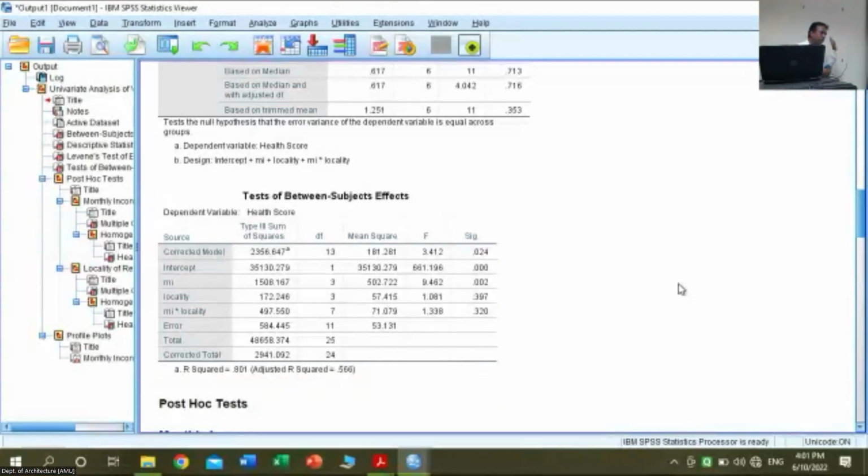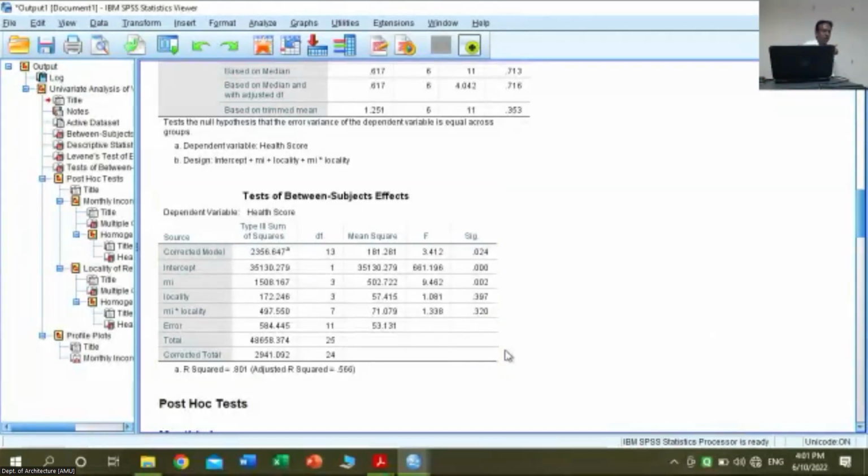We had already seen this above, but when we see the value against the locality, this is 0.397, that means here H naught will be accepted, there is no significant difference between mean health score of people belonging to different localities. Locality wise, if we are comparing, there is no significant difference. And when we check for the interaction effect, that mix effect, the p value is 0.320, that means H naught will be accepted here.